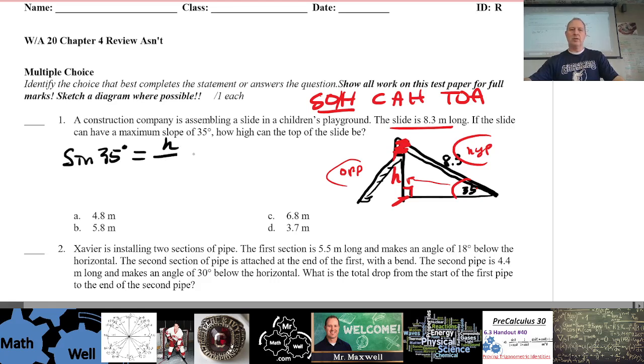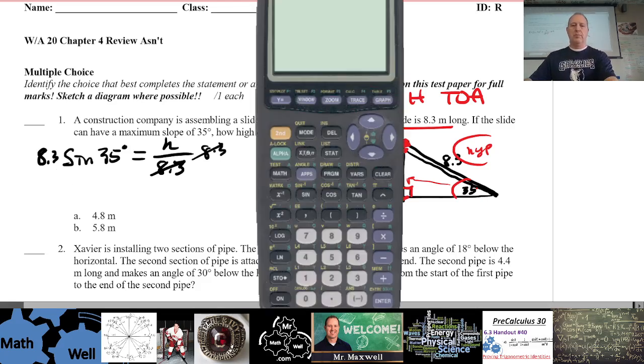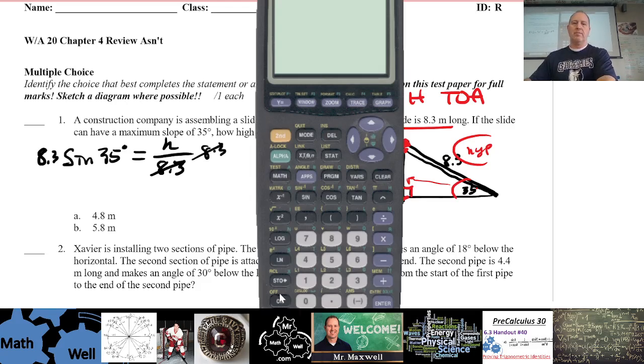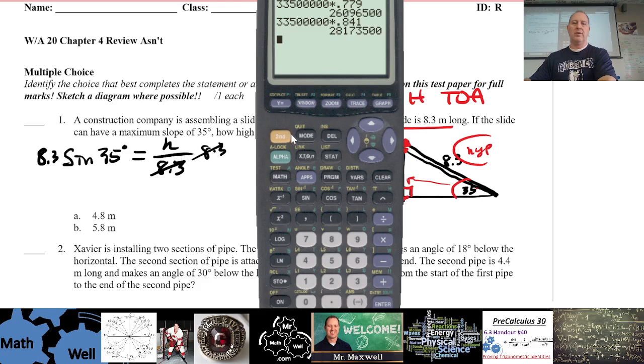I don't know what h is. I'm going to put that over the hypotenuse, which is 8.3. And then to solve for h, I multiply both sides by 8.3. Those cancel out over there, and then h is just equal to this. Please make sure your calculator's in degrees, if you're talking about degrees.